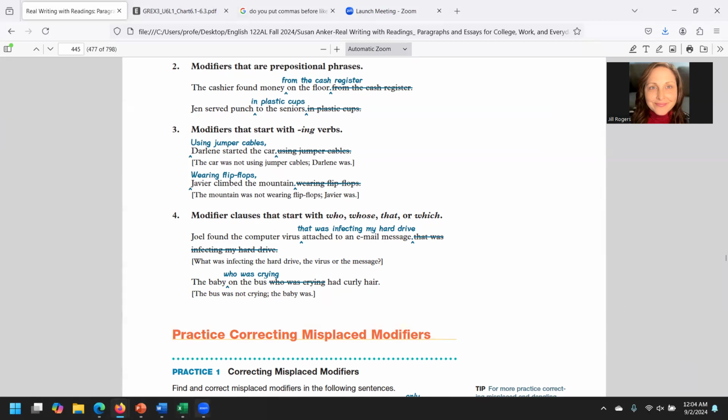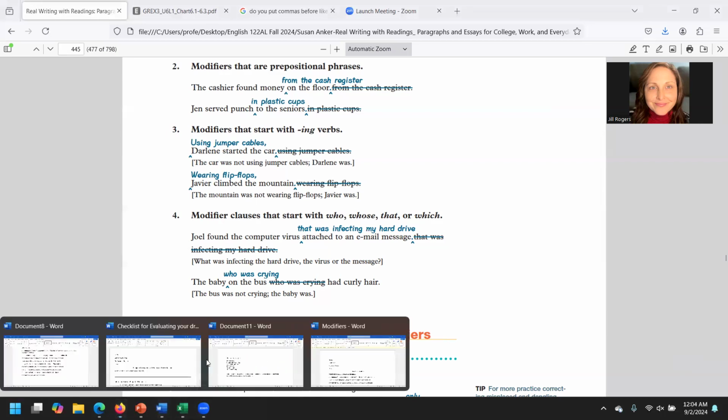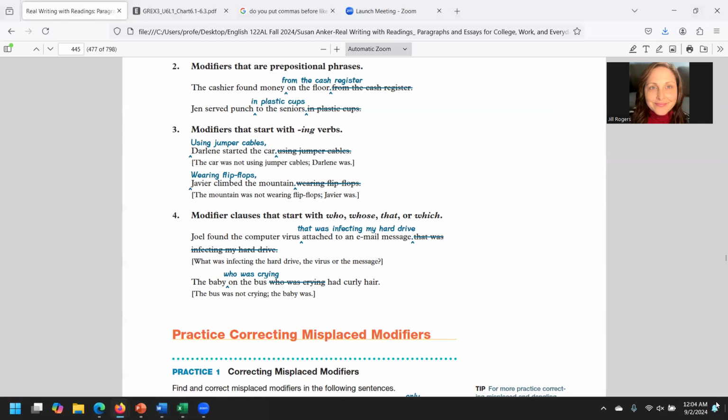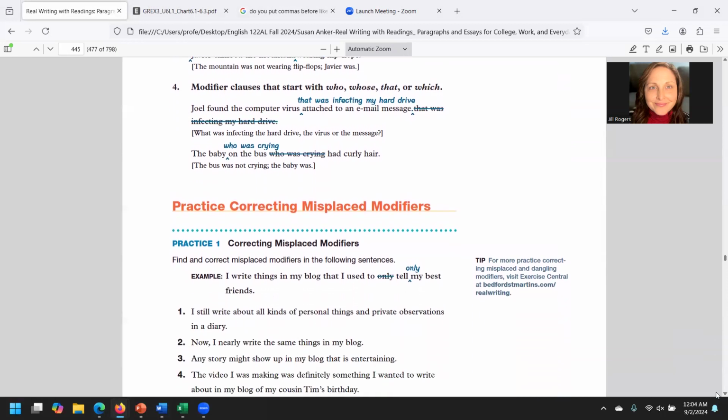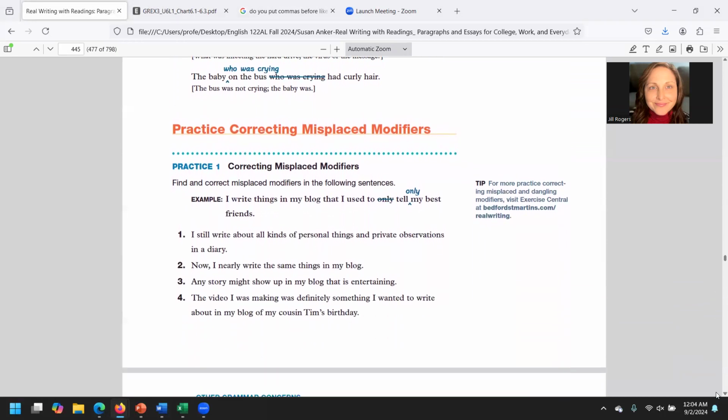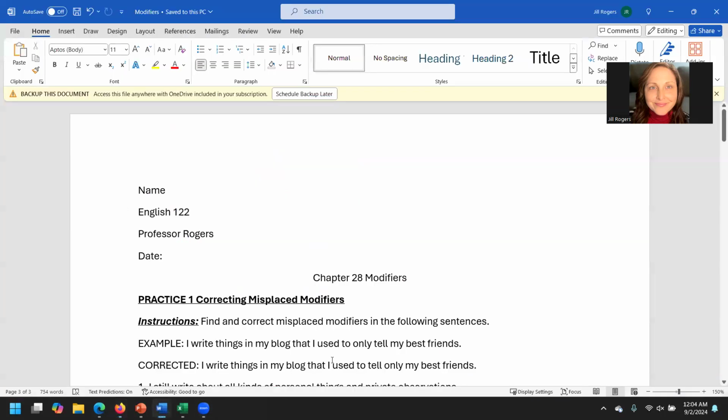Okay, so we're going to go to our handout. Oh, sorry, not yet. The real rules are, yeah, we are, sorry. The rules are just to make sure that with those special words, they have to go before what they're modifying, right? Right before, directly before. So we're going to practice that one.